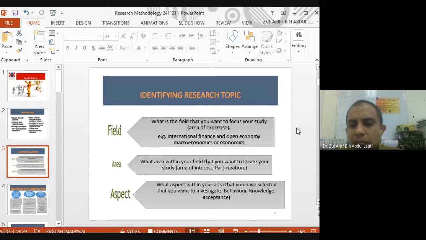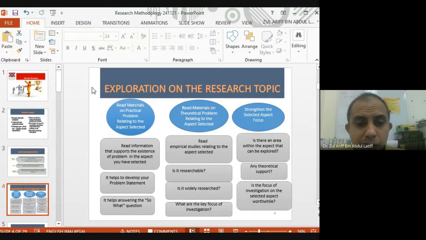In social science, we are more looking toward the behavior of the respondents in answering our survey questions. For your information, this is a quantitative research. It's not qualitative. If we were doing qualitative, I would have to present another slide. So I'm looking more toward quantitative. In quantitative, we have behavior, knowledge, and acceptance. These three can become the DV, or the dependent variable. I'll tell you more about the dependent variable and also the independent variable.